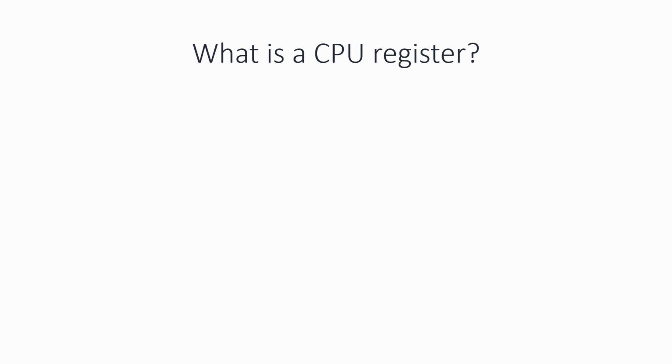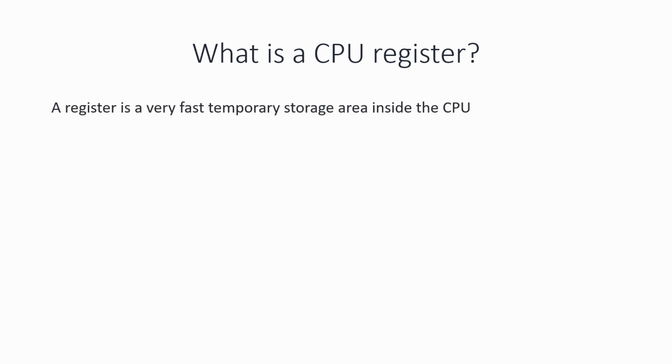In this lesson, you'll learn about a very important register inside the central processing unit, called the accumulator. The accumulator is only one of many registers inside the CPU, so before we take a closer look at what it does, let's first answer the question, what is a register? A register is a very fast, temporary storage area inside the CPU.